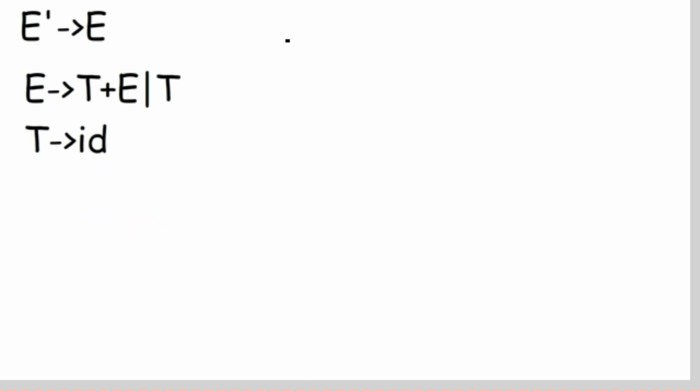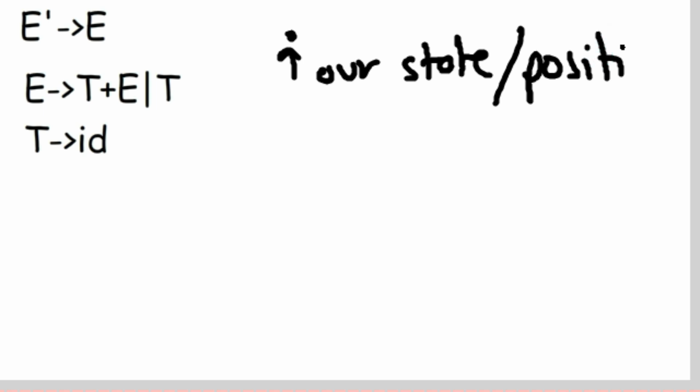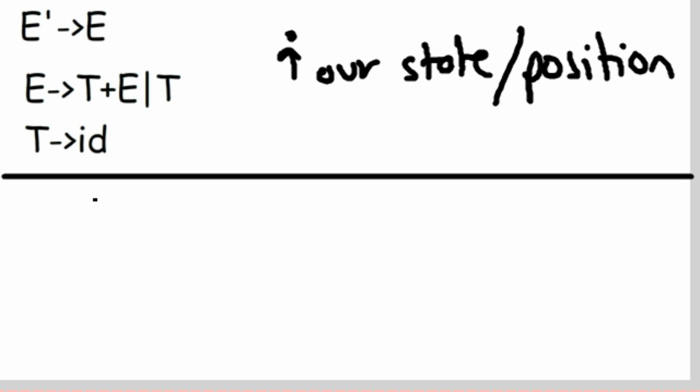So in this case, we will use dot to understand our state or position. Now how do we use the dot? So let us start. Now we will use E dash tends to dot E. So what we did, we gave a dot here. Now how does the dot work?